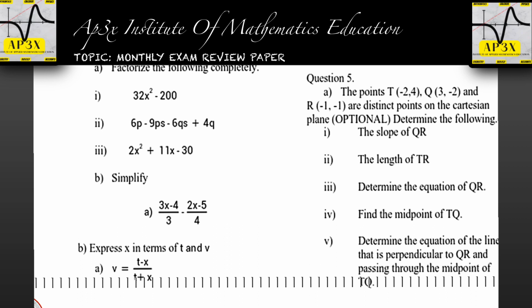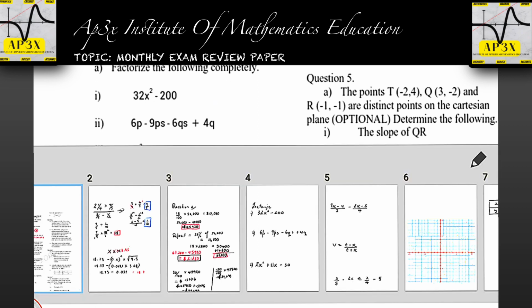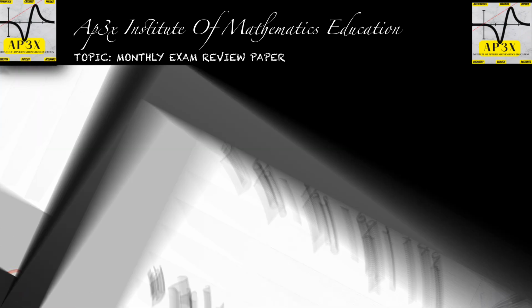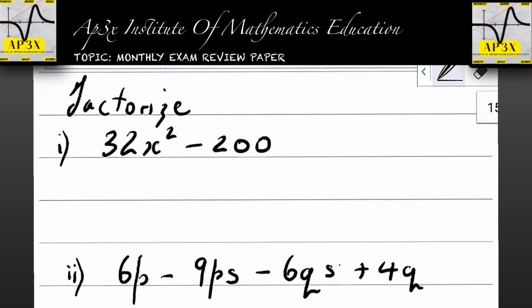If you're not practicing, you're going to consistently have the same challenge. Let's get right into it here. We have 32x squared minus 200. Now we must determine what kind of factoring technique is required for this question.